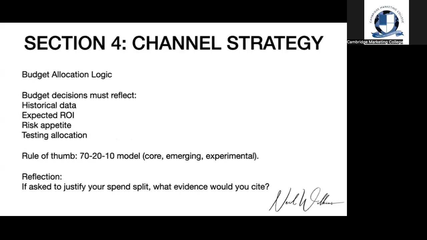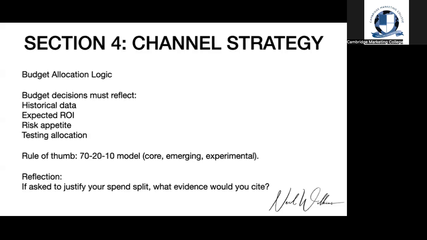That's key. And then, of course, we can follow some budget allocation logic. If asked to justify your spend split, what evidence could you currently cite? And it might not be actual budget. You might not be doing paid media through some of these channels, but you're spending time and energy, which the business would say is a personal resource. So even if you're not investing money in a particular channel, you're devoting company resource to that channel by just focusing on it. You need to be able to defend your budget decisions, your resource decisions, and they've got to reflect historical data, the expected ROI, the risk appetite, and any testing allocation that you want to put in there too.